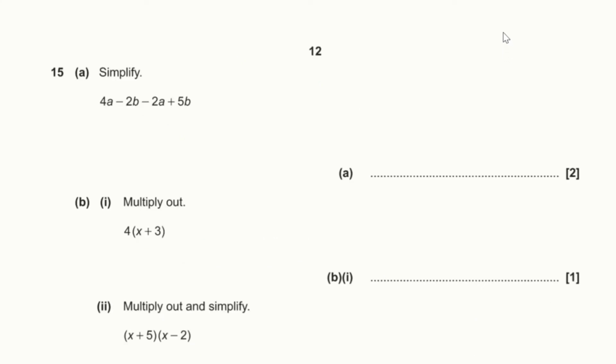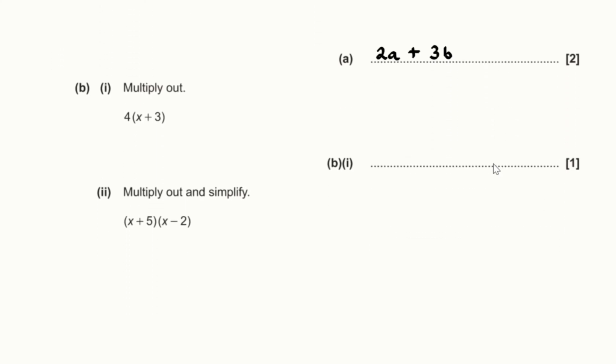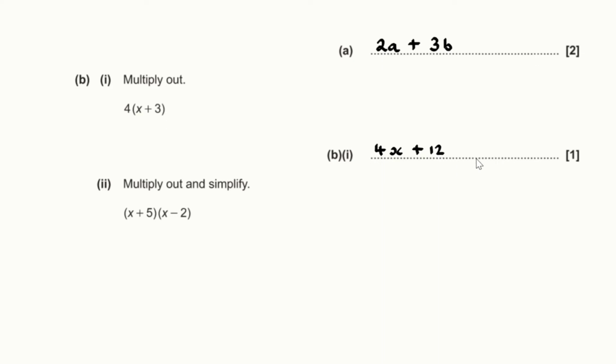Question number 15 for part A, we have to simplify 4a minus 2b minus 2a plus 5b. Well, 4a minus 2a, that's 2a, minus 2b plus 5b, that will be 3b. Next, we have to multiply out 4 lots of x plus 3. 4 times x is 4x, 4 times 3 is 12.